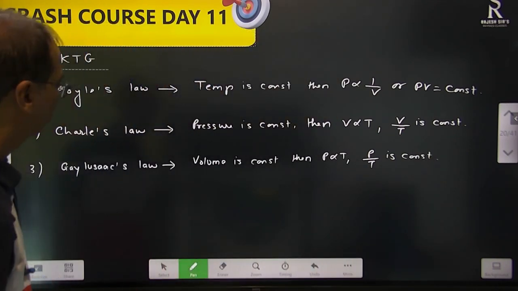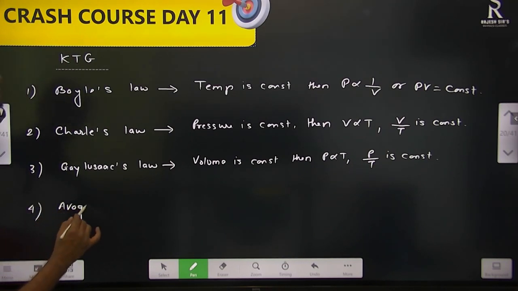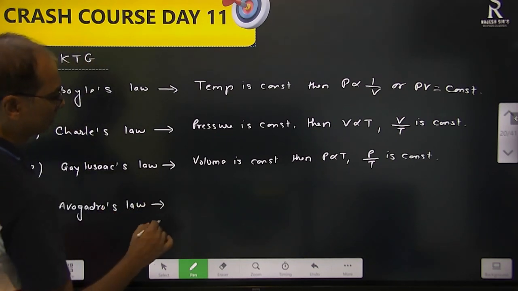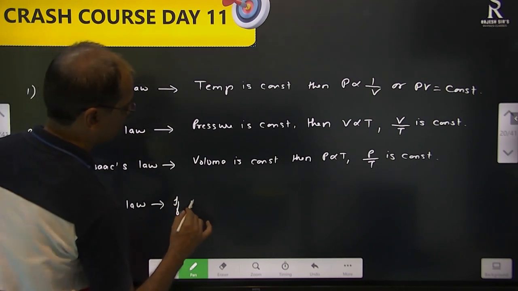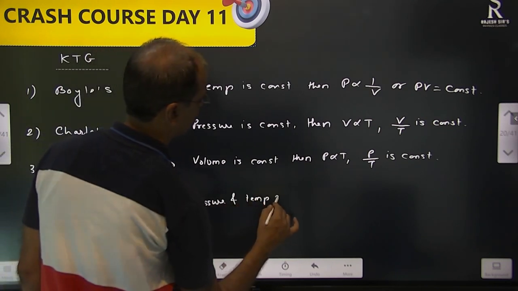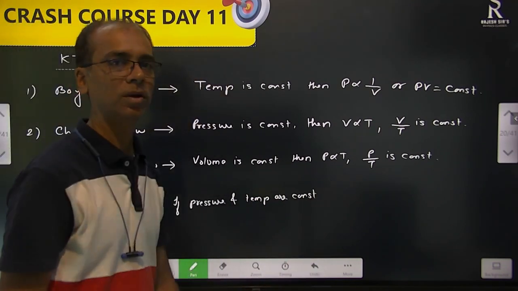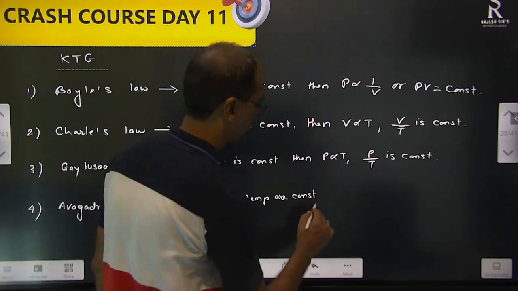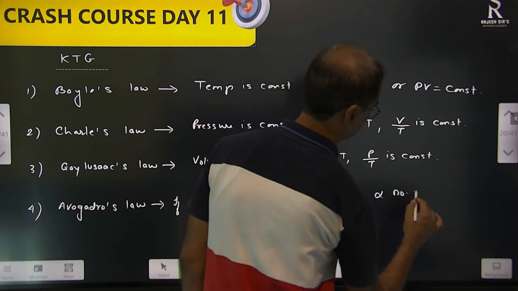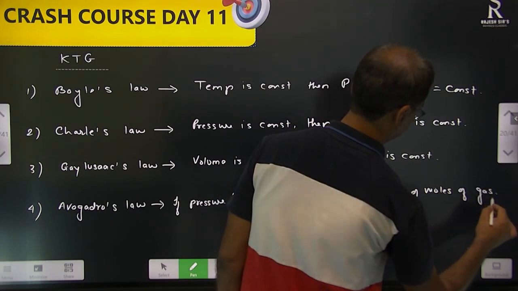And then the last one, Avogadro's law. Avogadro's law says that if pressure and temperature are kept constant, then the volume occupied by a gas is directly proportional to the number of moles of the gas.